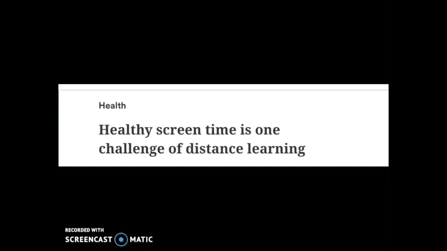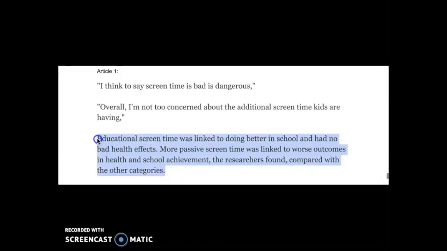And so, as we look at those quotes again, the third quote: educational screen time was linked to doing better in school and has no bad health effects. More passive screen time was linked to worse outcomes in health and school achievement, the researchers found, compared with other categories. This is the one that best supports the main idea. Did you have this as the correct answer?